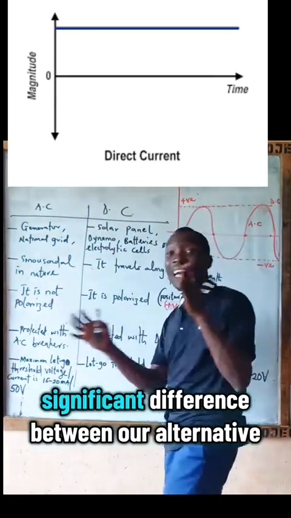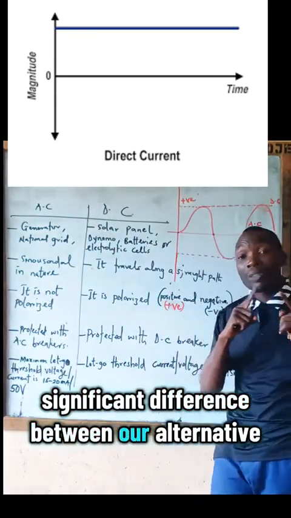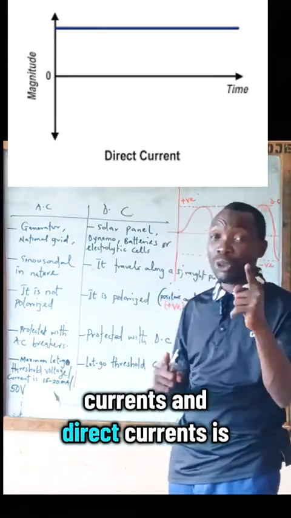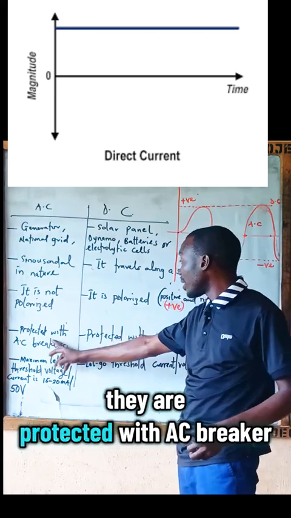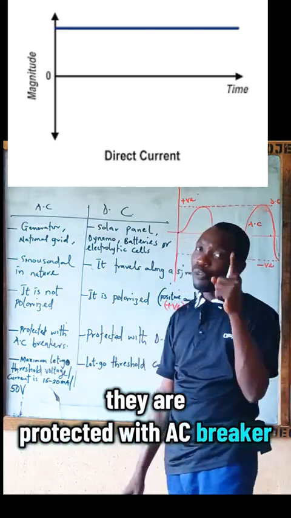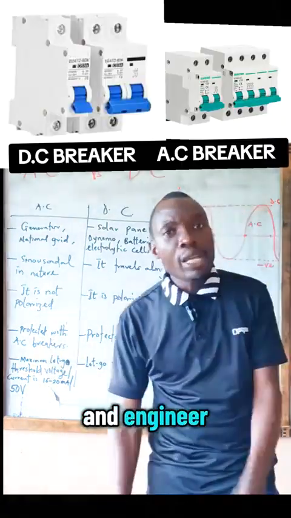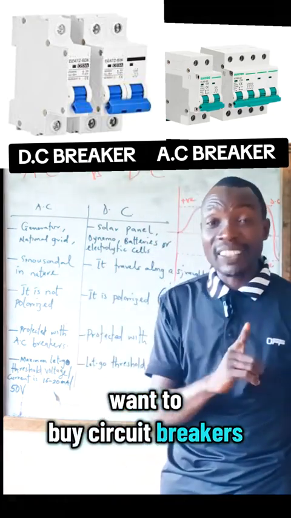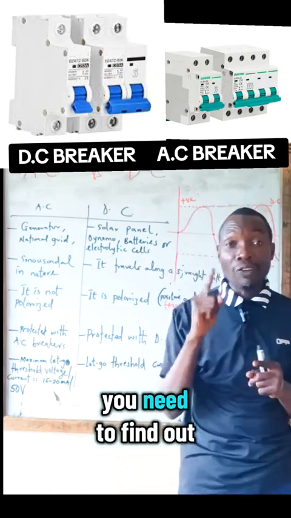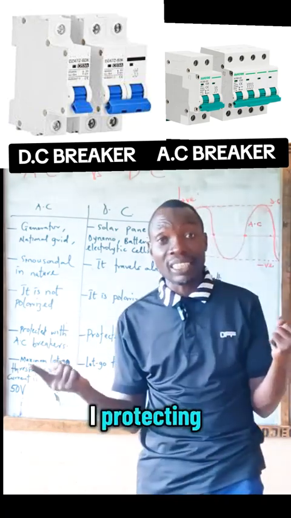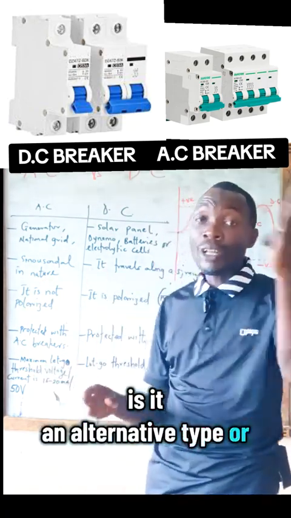Another significant difference between alternating current and direct current is that they are protected with different breakers, an AC breaker or a DC breaker. If you are an electrician or an engineer and you want to buy circuit breakers to protect your current, you need to find out what type of current you are protecting. Is it the alternating type or the direct type?